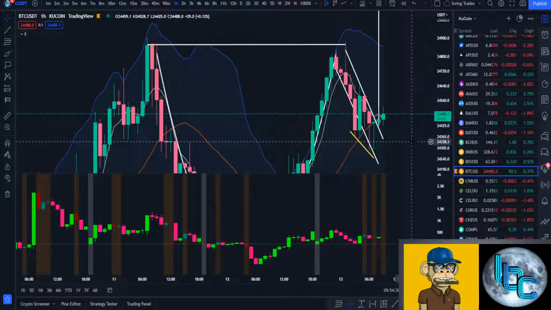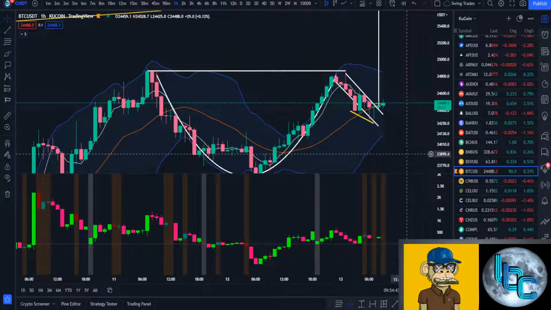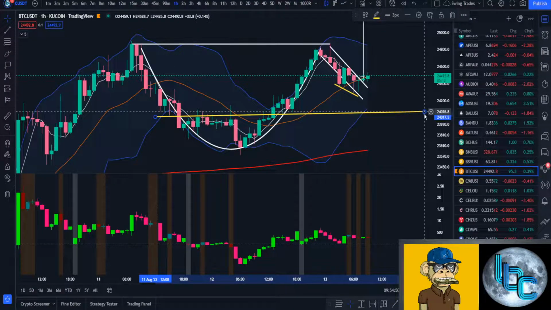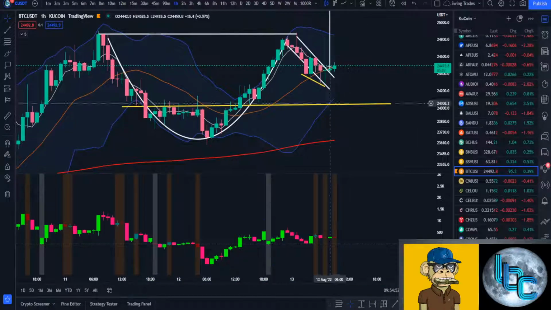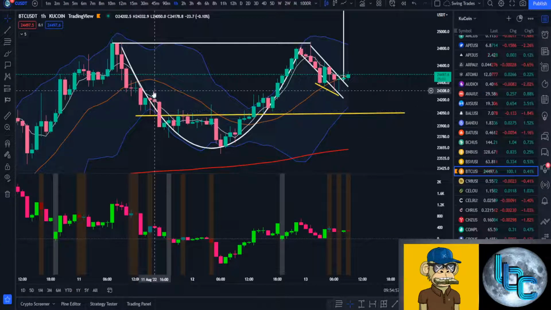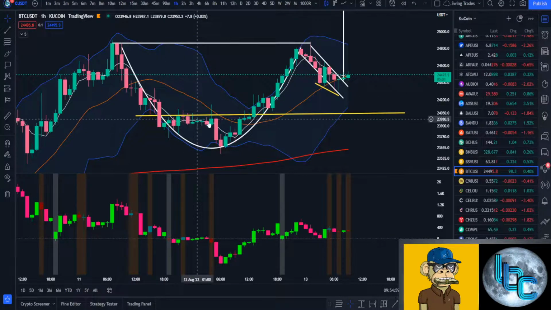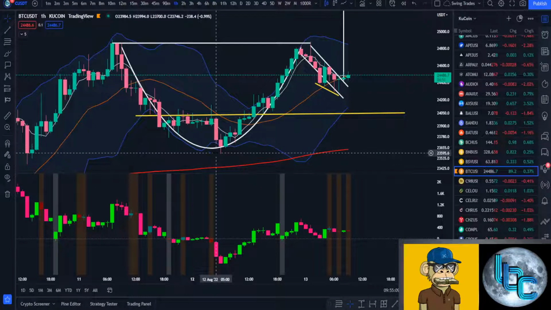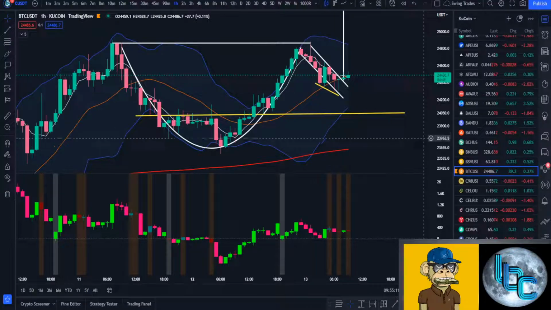At what point does the cup and handle become invalidated? Personally, for me, it would be if we dropped below this area right here. I wouldn't like that, because we did have buyers step in here to stop the downfall, and we did have one more flush. That's probably just longs getting liquidated, or stopped out, and then boom.